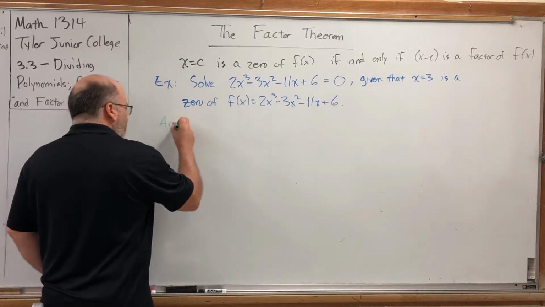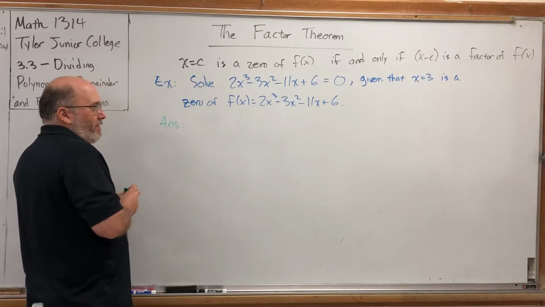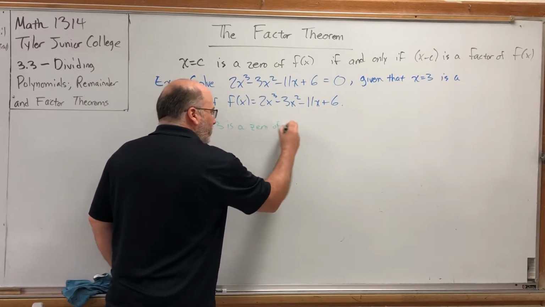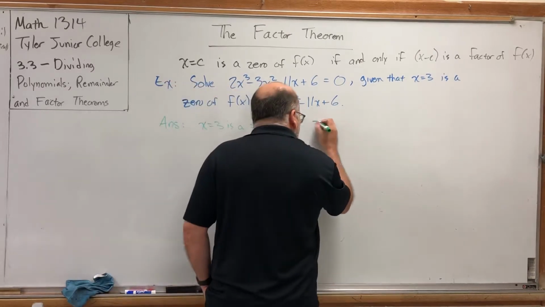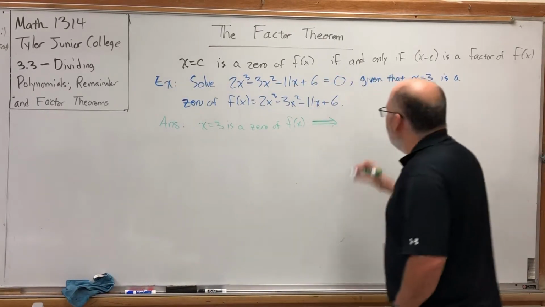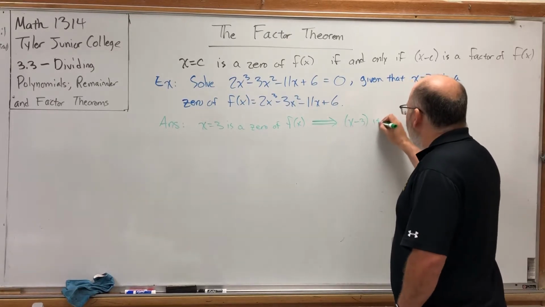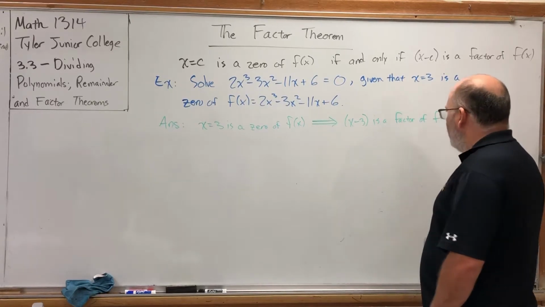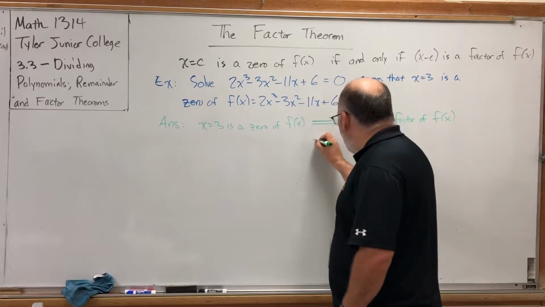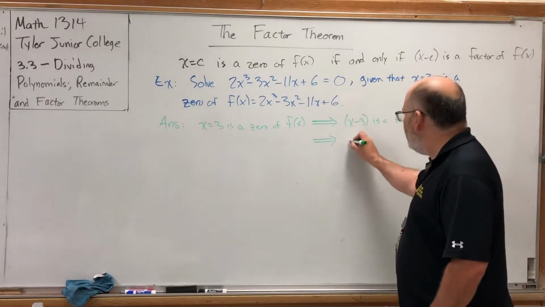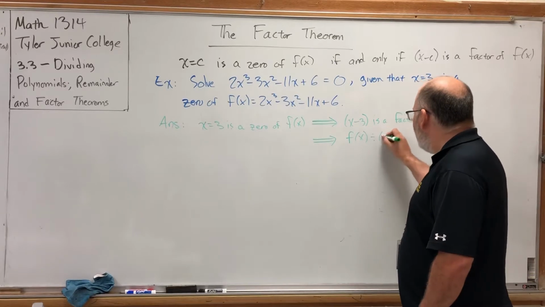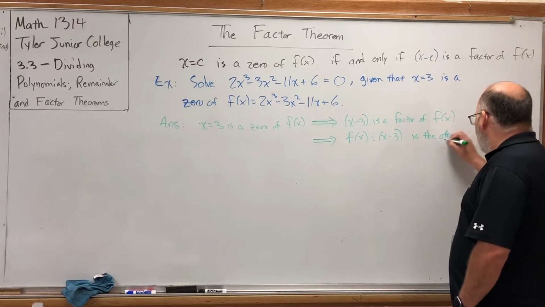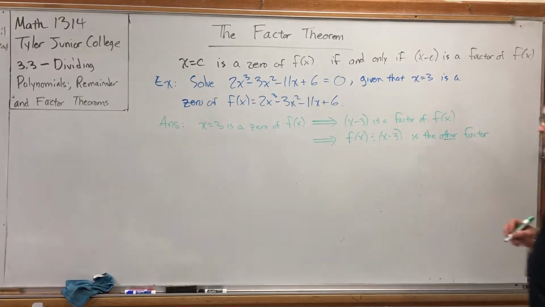Answer: because x equals 3 is a zero of this function, this implies, because of the factor theorem, that x minus 3 is a factor of the function, which means it divides evenly. But this implies that the answer to the function divided by x minus 3 is the other factor that goes along with x minus 3.